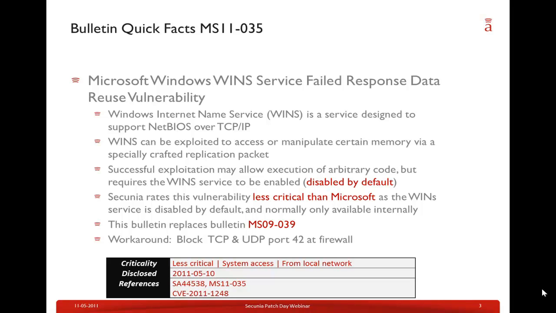There's a workaround. You can and should block TCP and UDP port 42 at your firewall to ensure that WINS requests and traffic cannot pass. This allows you to segregate and work around this vulnerability a bit. So the vulnerability is considered less critical. It provides system access. When successfully exploited, it is accessible through the local network.